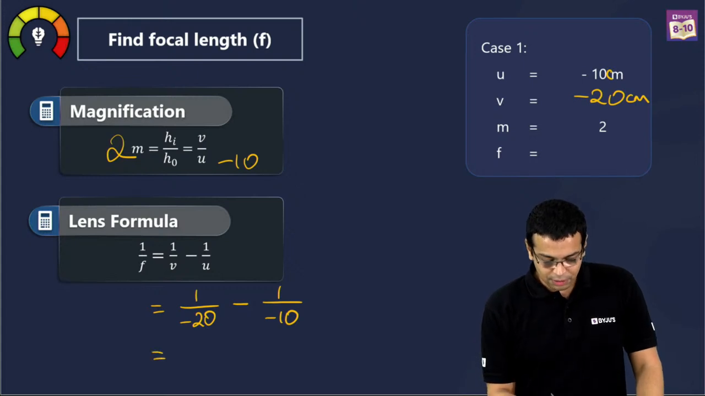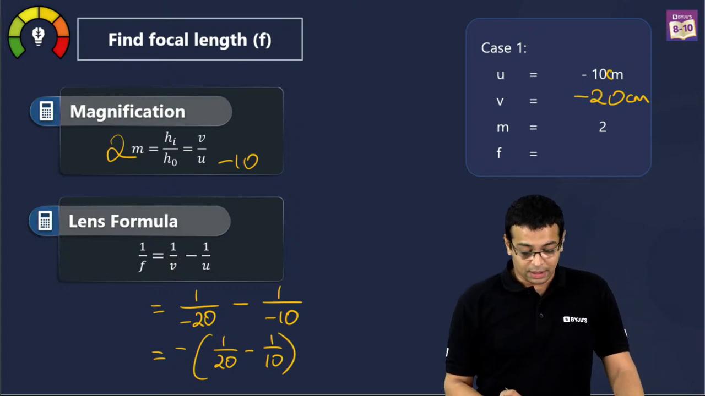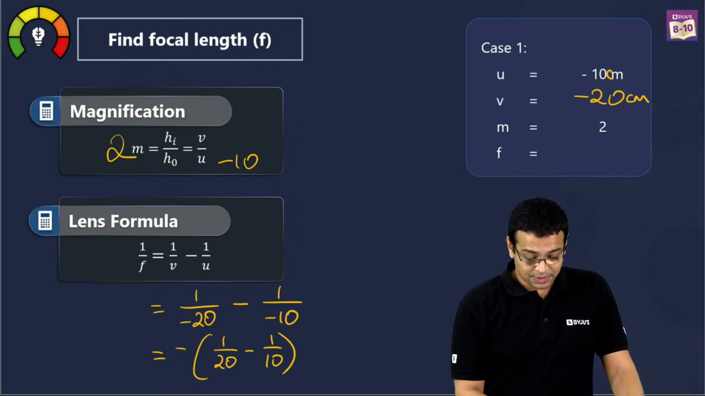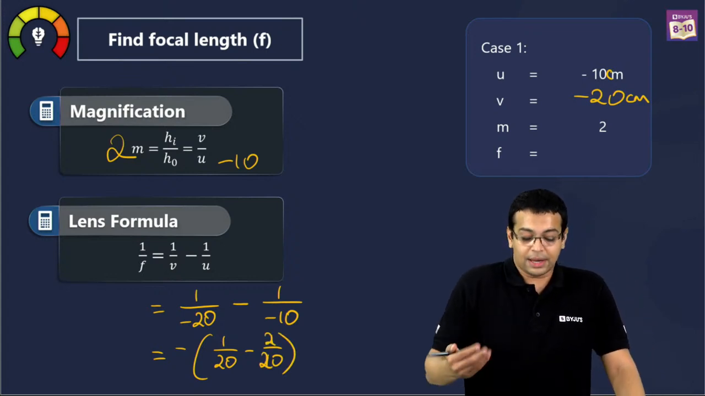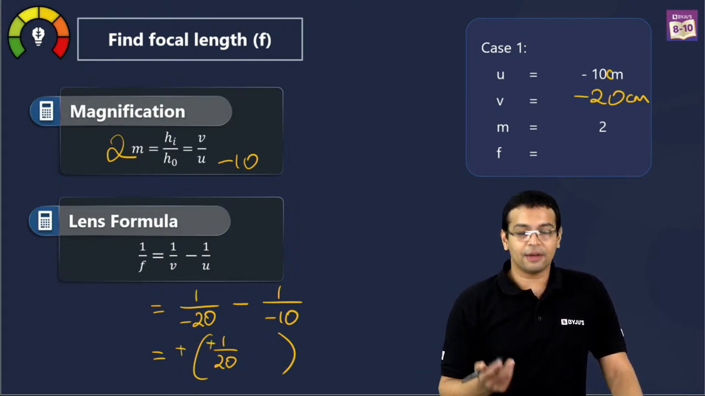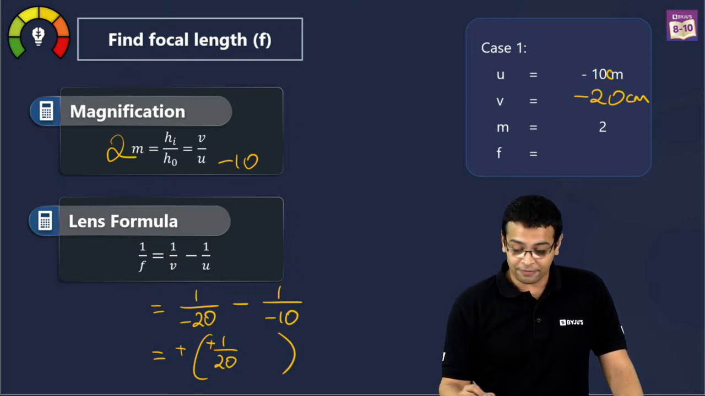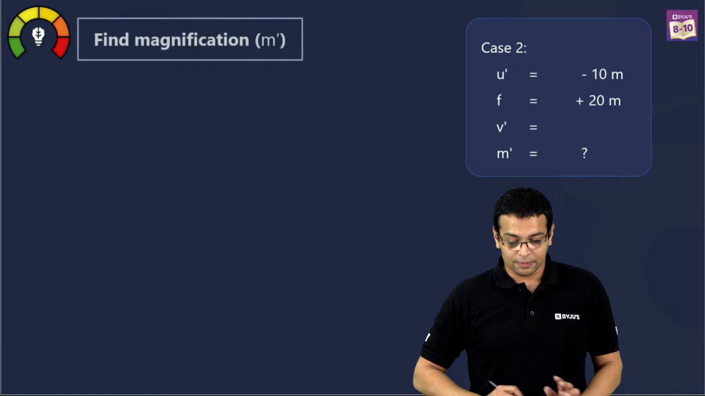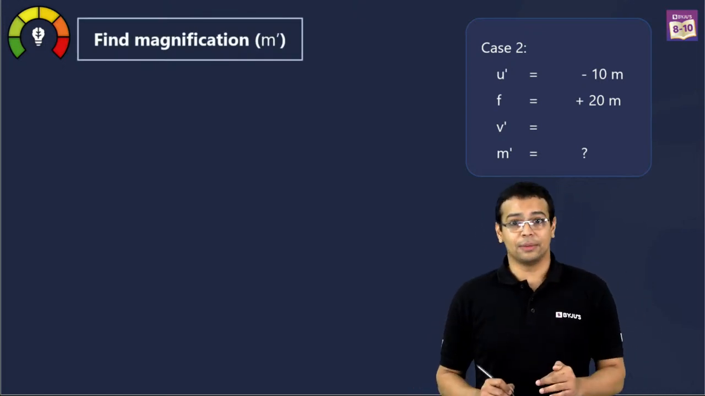This basically works out to, let me move the negative out. 1 by 20 minus 1 by 10. What is 1 by 20 minus 1 by 10? Which is basically 2 by 20. 1 minus 2 is negative 1 by 20. Minus of minus becomes plus. 1 by F is equal to 1 by 20. So what is F? It is 20 centimeter. Alright, cool. Now I have F is 20 centimeter.